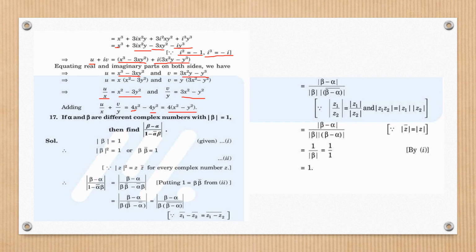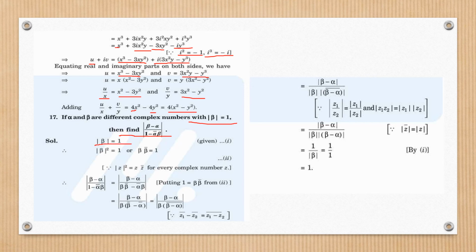Number 17: if alpha, beta are different complex numbers with beta mod as 1, then find the mod of (beta minus alpha) upon (1 minus alpha bar beta). There are many ways of doing this question. You can consider its square and then express it as z into z bar. That is another way which we have done in our virtual classes: consider its square and write it as this complex number, beta minus alpha upon 1 minus alpha bar beta, into its conjugate, then multiply, open up and use this property to solve it. But here I am trying some other way. So see this way also.